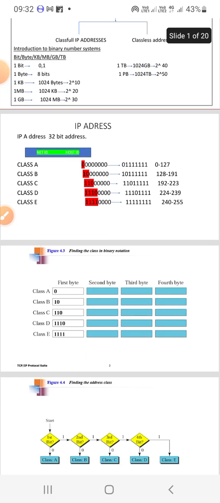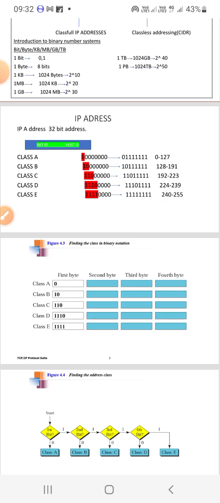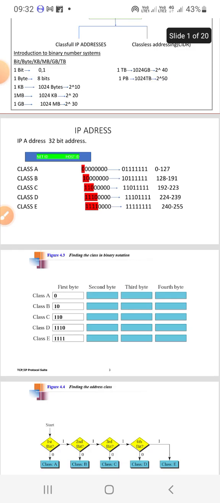An IP address is a 32-bit address. This IP address can be classified into 5 different classes. What are those? Class A: if the first bit of the binary number is 0, it is class A.